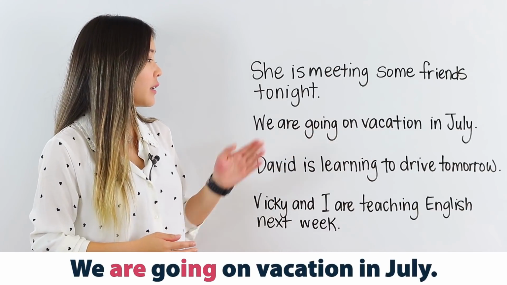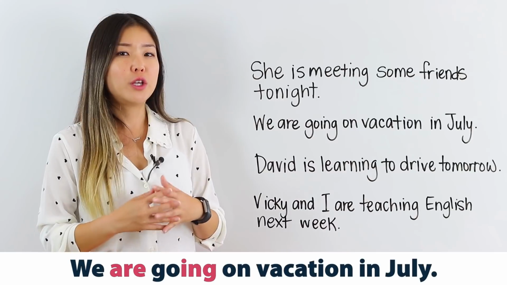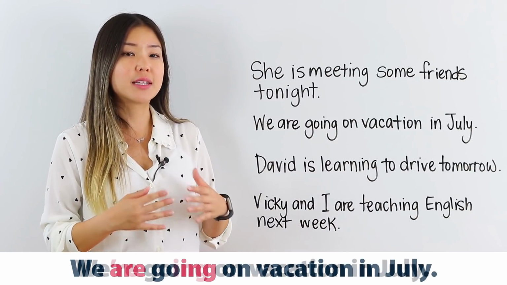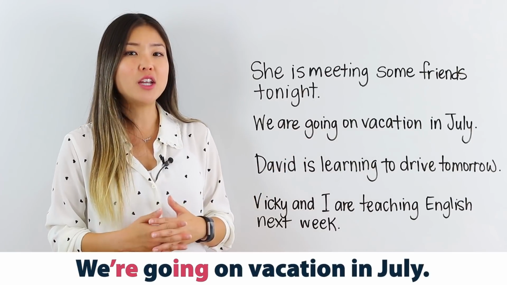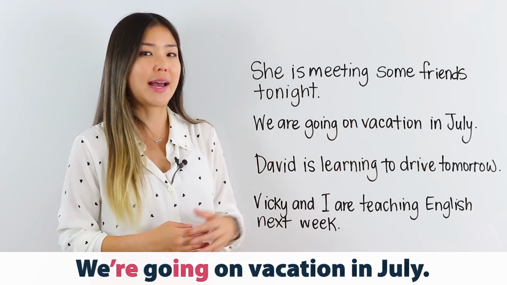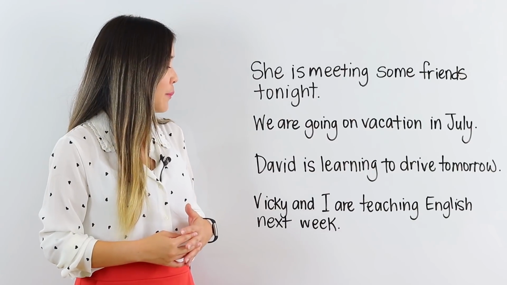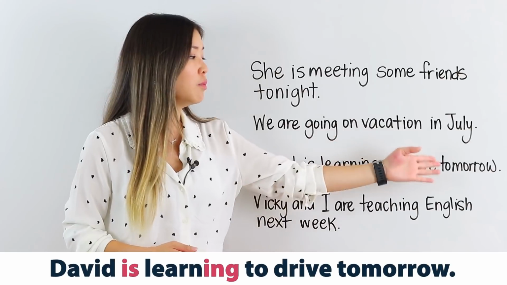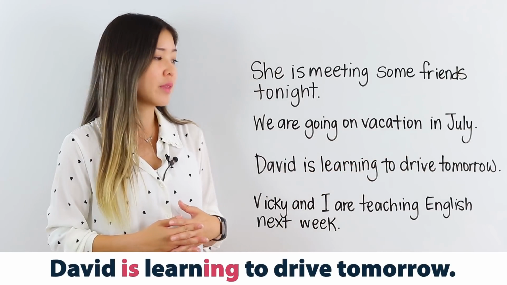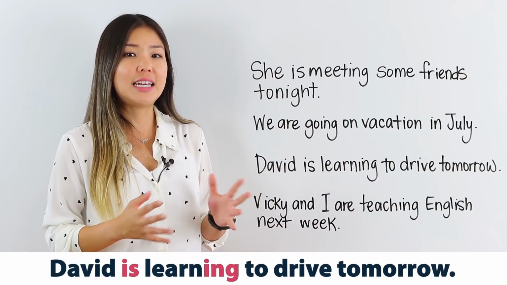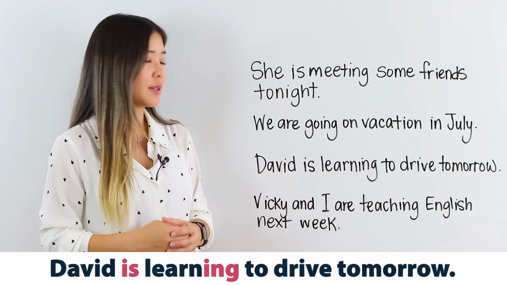The subject here is we, therefore we use the be verb are. We can also use a contraction and say, we're going on vacation in July. Again, another near future plan. The next example says, David is learning to drive tomorrow. Tomorrow is the near future. David is the subject. David is a he, so we use is.